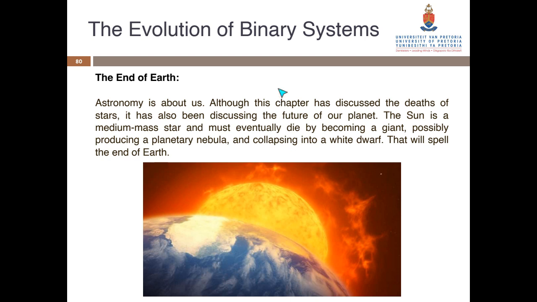So, putting this together, what will be the end of Earth when the Sun reaches the end of its life? So, astronomy is about us. Although this chapter has discussed the deaths of stars, it has also been discussing the future of our planet. The Sun is a medium-mass star and must eventually die by becoming a giant, possibly producing a planetary nebula and collapsing into a white dwarf that will spell the end of Earth.